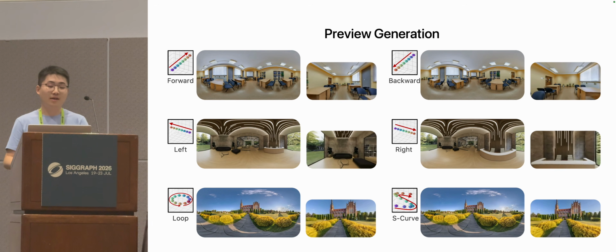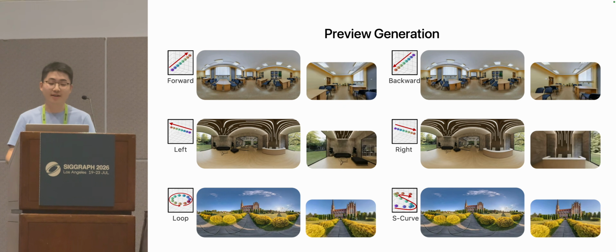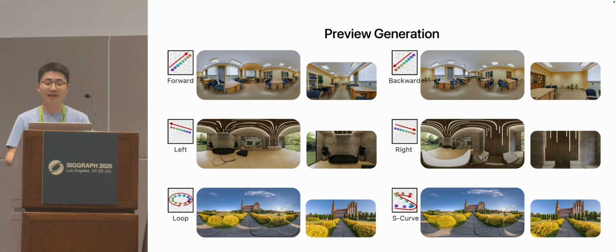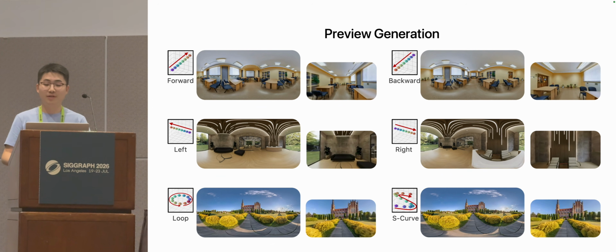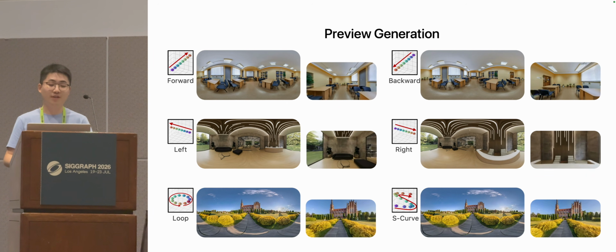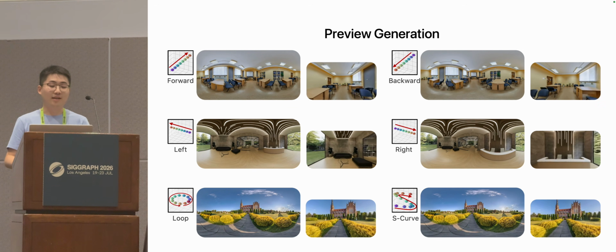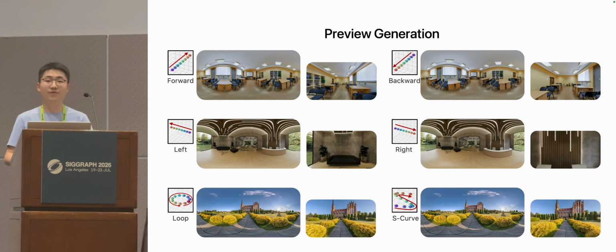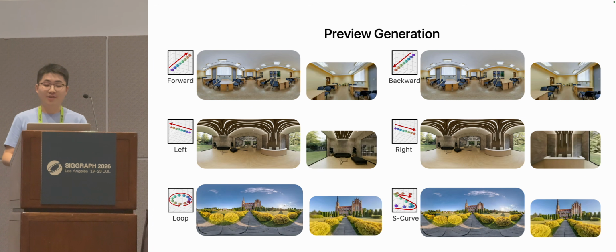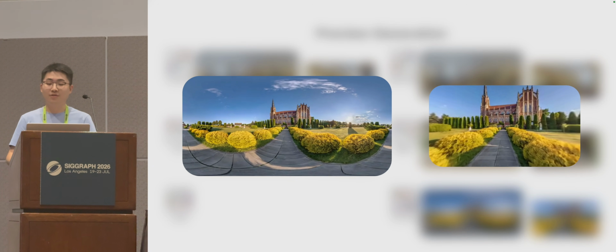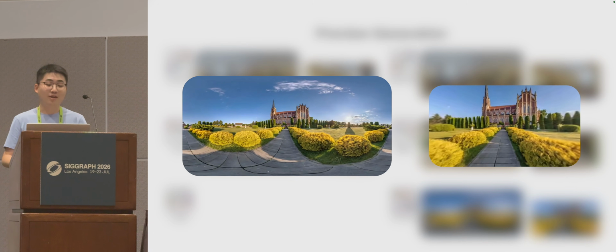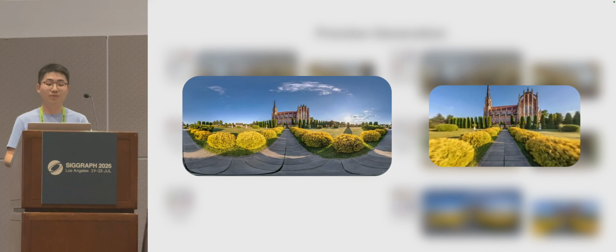Now, let's look at what OmniRoam actually generates. Let's start with the preview stage. From a single input, we generate previews under a range of different camera trajectories, like moving forward, following an S-curve, and so on. In each case, the model stays faithful to the path you specify, and quickly sketches out where the camera would go through the scene.